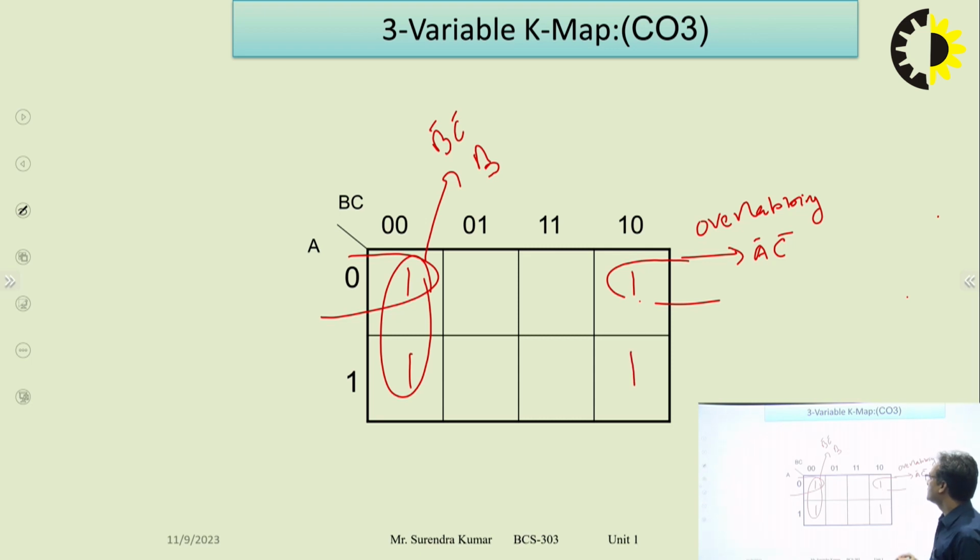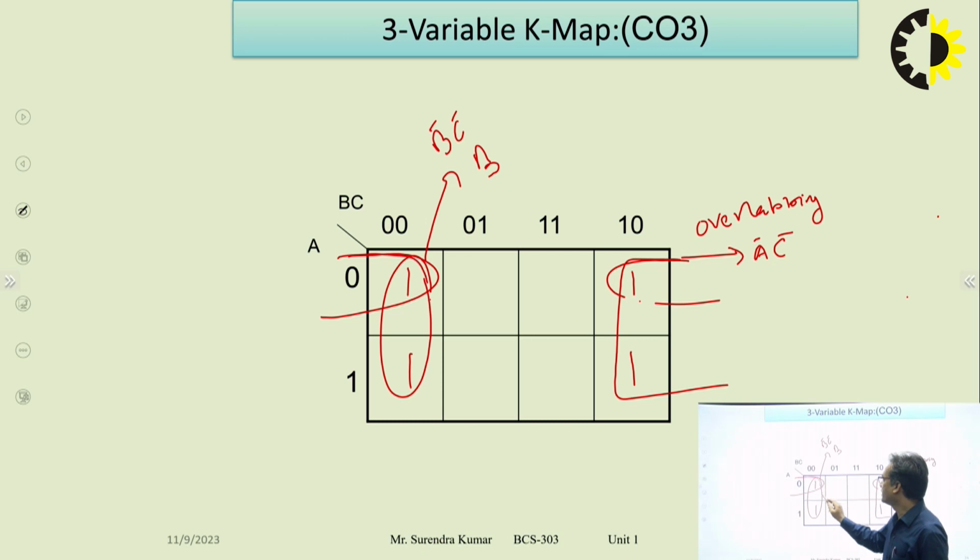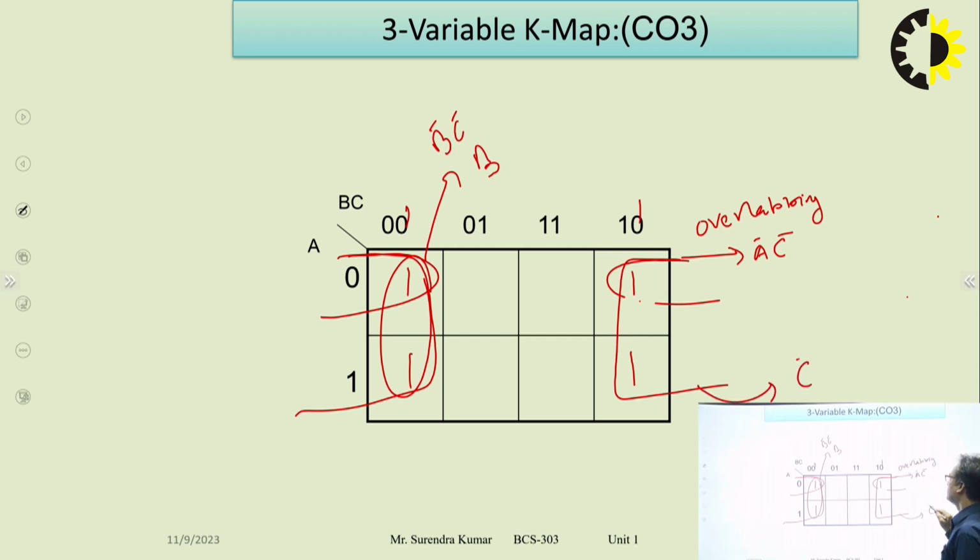If you have 4 ones here, then you can combine them in this way. You will combine all 4, and the expression will be, A will not be written here because A is changing from 0 to 1, but you can see here C is not changing. So the expression for this quad is C bar.